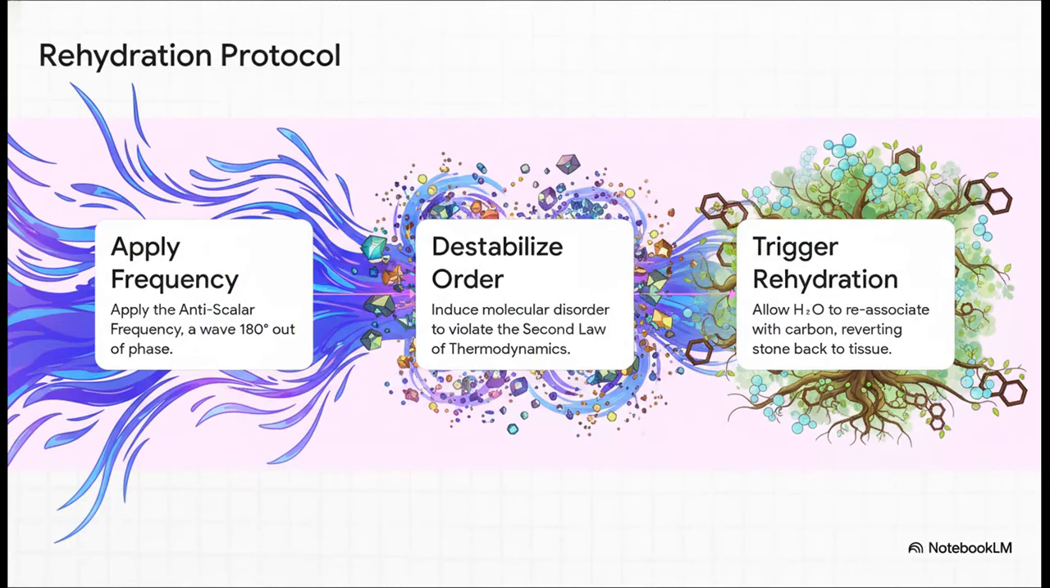So this protocol basically rewinds the whole process. Step 1, you apply the anti-scalar frequency. This immediately begins to destabilize the temporal order, briefly making the molecules chaotic again. And that chaos is what triggers rehydration, allowing the water that's still there to rebond with the carbon, reverting the entire thing right back into organic tissue.